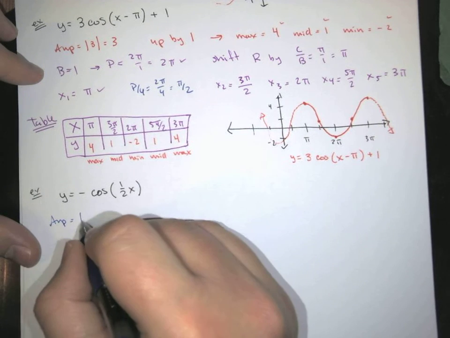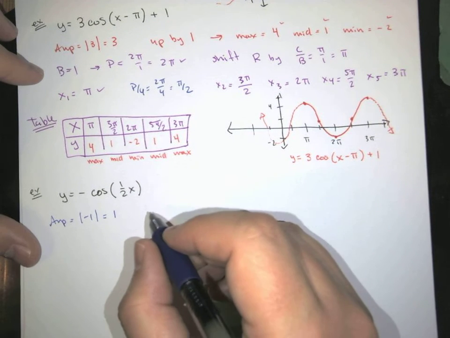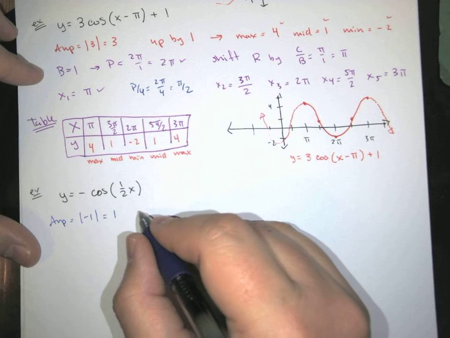So amplitude here, right? This is essentially a -1 in front. This negative value, we're treated like a -1. So the amplitude is 1. We're not shifting up or down. It is flipped, right?